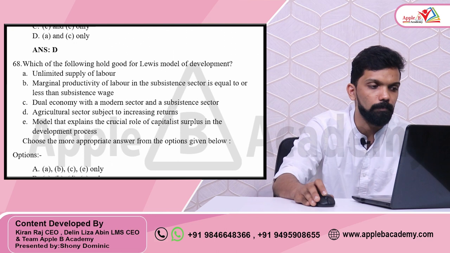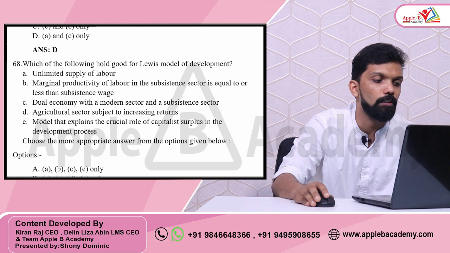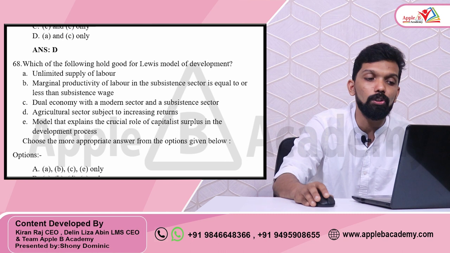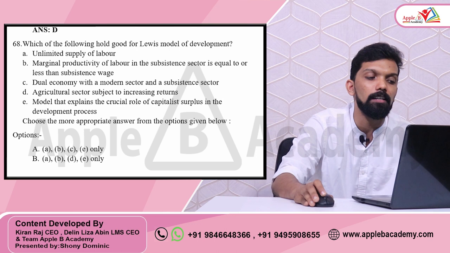So question number 68, which of the following hold good for Lewis model of development? Unlimited supply of labor, marginal productivity of labor in the subsistence sector is equal to or less than subsistence wage, dual economy with a modern sector and subsistence sector, agriculture sector subject to increasing returns, the model that explains the crucial role of capital surplus in the development process. So the right answer for this question is option A, which is A, B, C and E. A, B, C and E is the right statements.